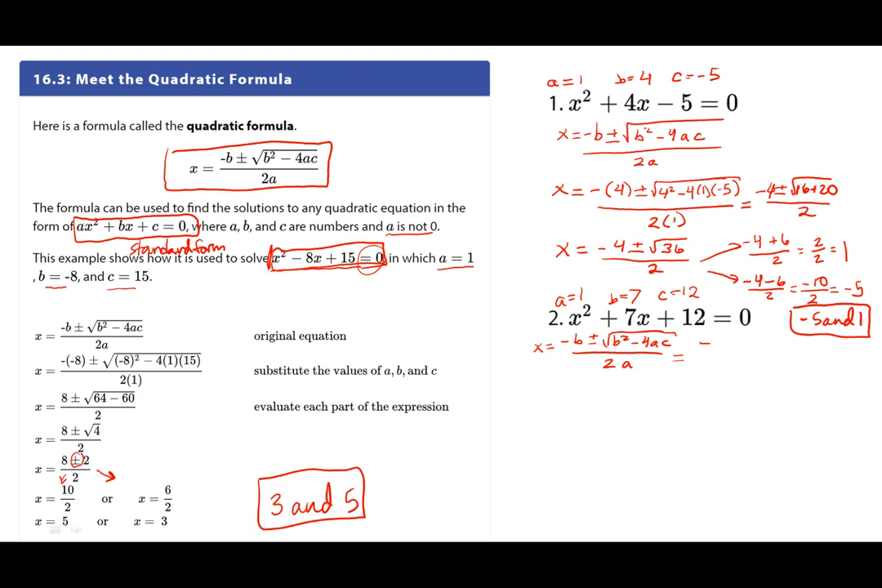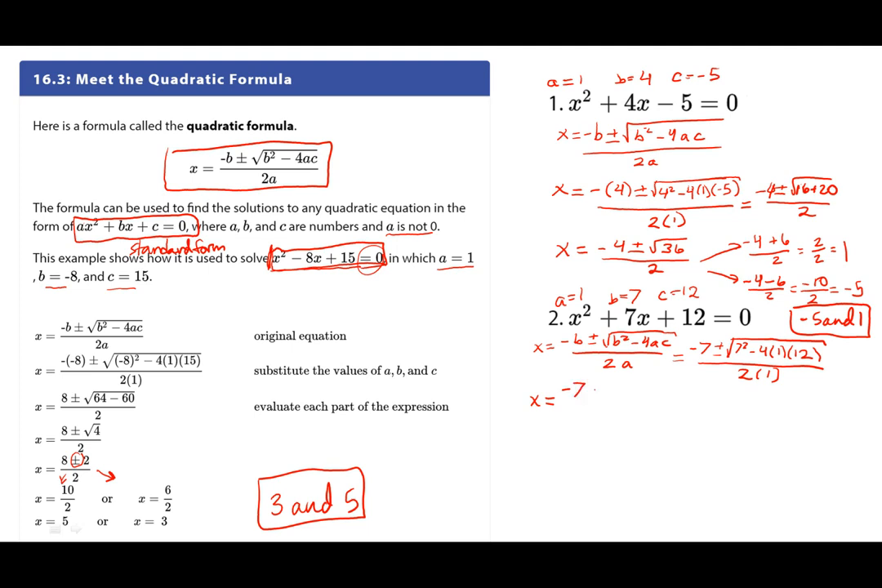So negative 7 plus or minus the square root of b squared, so 7 squared, minus 4 times 1 times 12. Extend our square root sign so we know what's part of the square root symbol. And that isn't a straight line. Let's try that again. All right, and over 2 times a, so 2 times 1. That means we've got x equals, oh, and look, I forgot my negative b. We have a negative 7. Let's be careful with that.